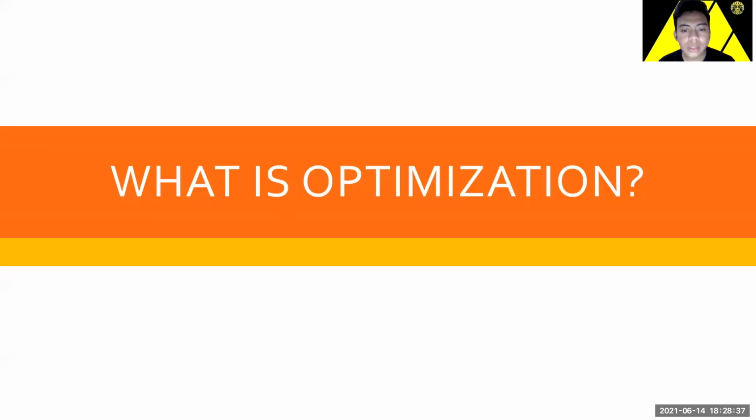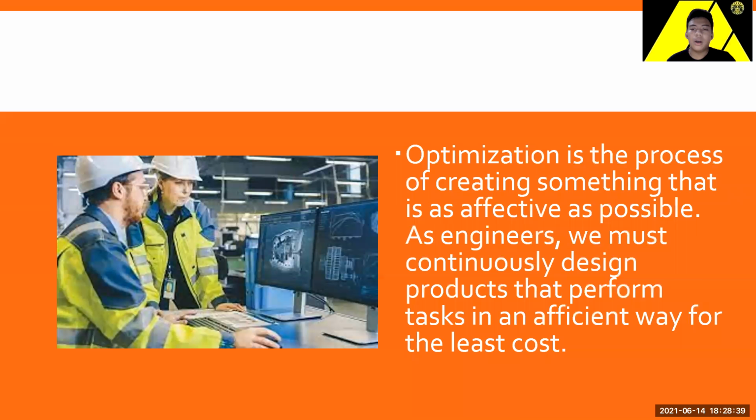First of all, what is optimization? Optimization is the process of creating something that is as effective as possible. As engineers, we must continuously design products that perform tasks in an efficient way for the least cost.